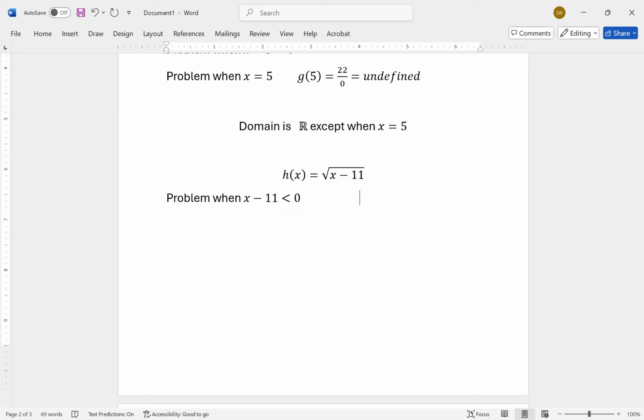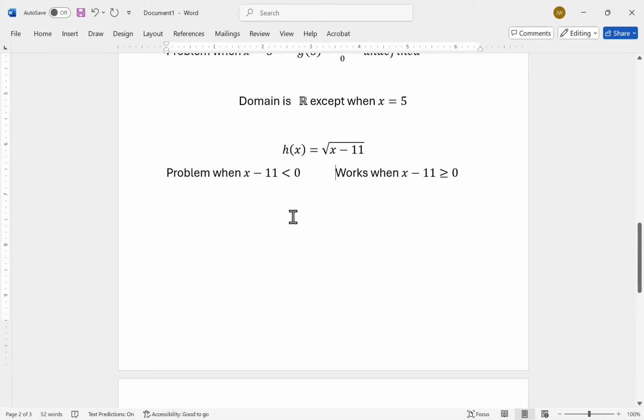Or you could also say that this only works when the thing underneath the square root is greater than or equal to 0. Either one of those options makes sense. It's going to give you the same thing. So there's a problem when the expression under the square root is less than 0, so that's negative. Or it's perfectly fine when the thing underneath the square root is greater than or equal to 0.